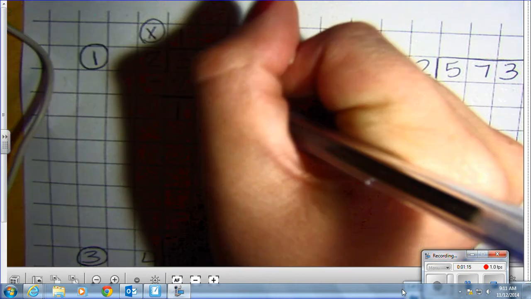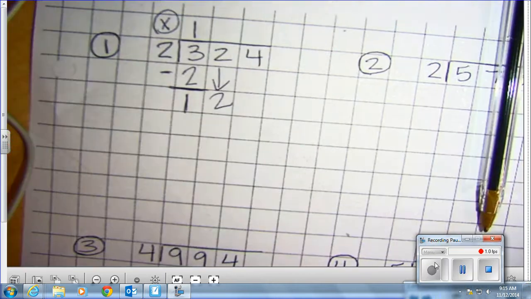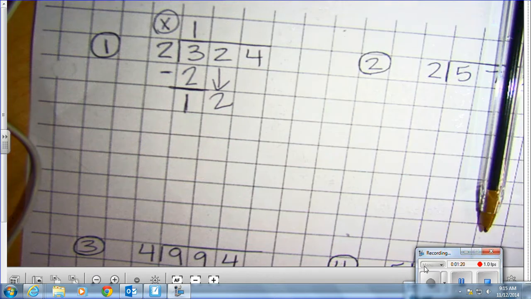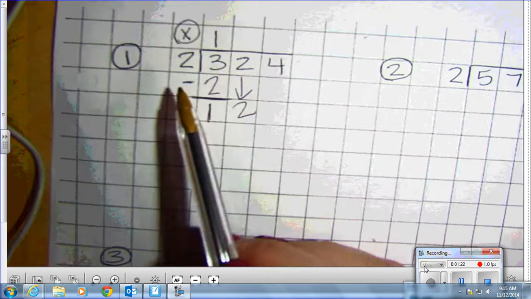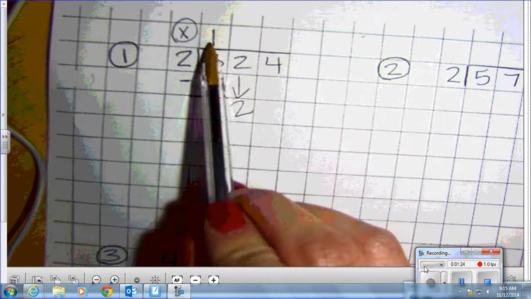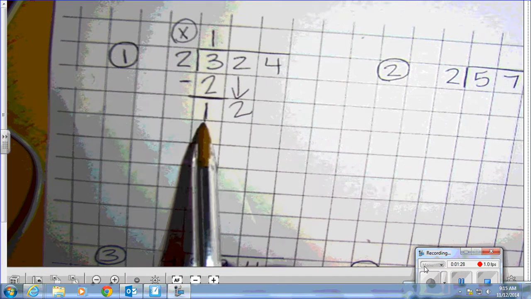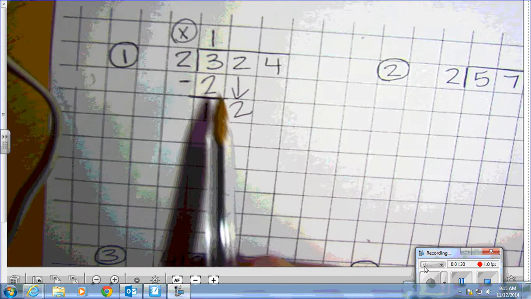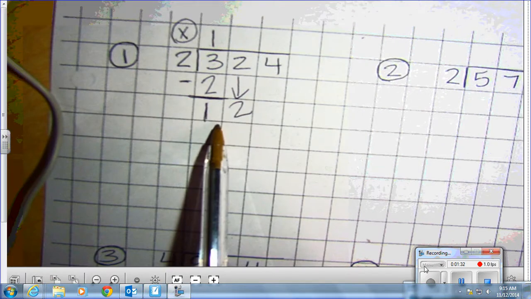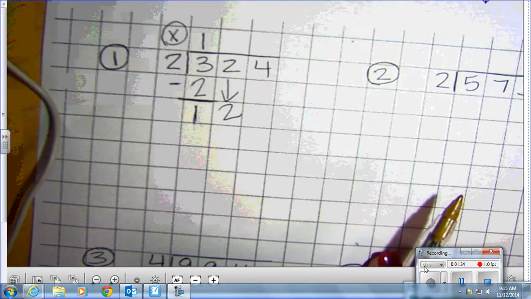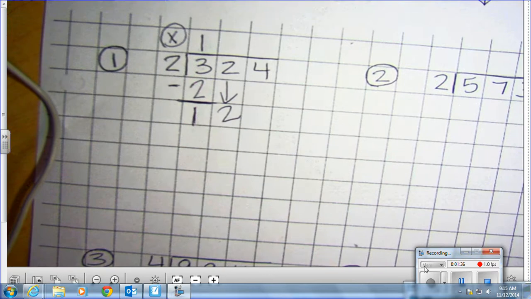bring down. Okay, so we divided, got 1, multiplied, got 2, subtracted, got 1, and then we brought it down. And now what's our new number? What's this one? 12. Okay, now we're going to do all those steps all over again.